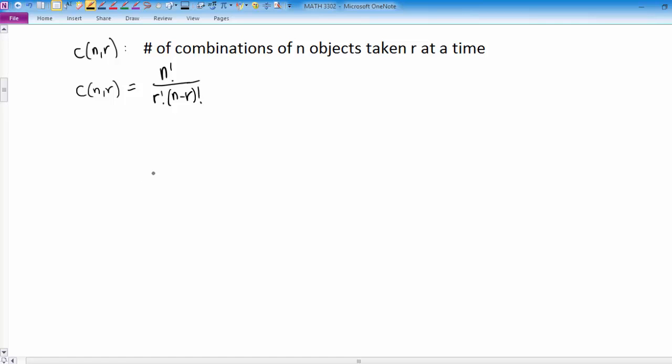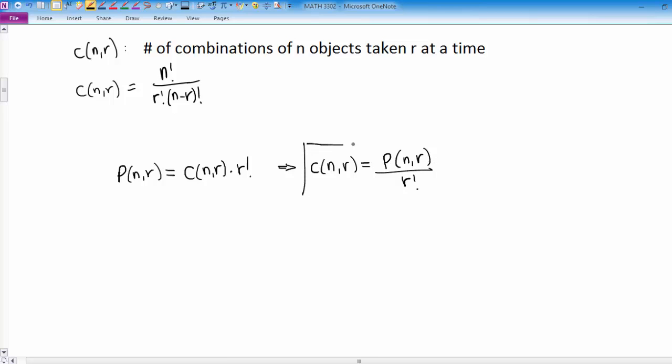And if you remember, each combination generates permutations, and that relation is given by: the number of permutations P(n, r) is the number of combinations times r factorial, and this will give you the formula C(n, r) equals the permutation P(n, r) divided by r factorial.